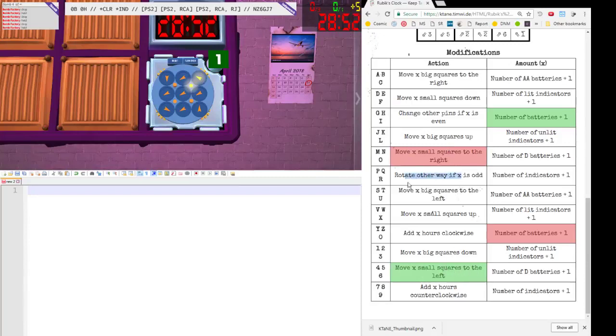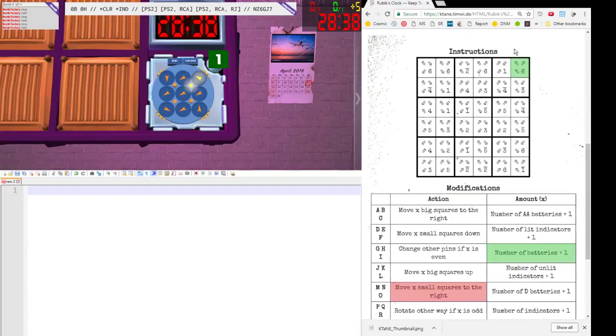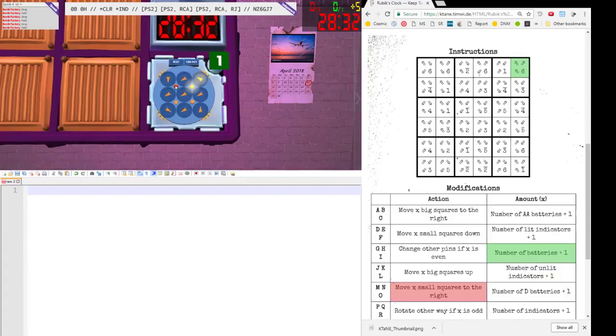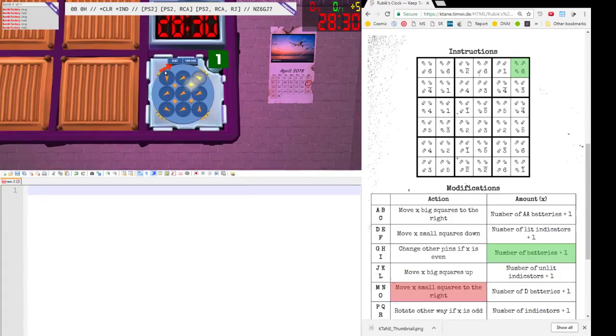The next thing is steps on rotating and adding hours, so we're going to ignore that. The next step is moving big squares to the right and moving big squares to the left by the number of D batteries, so that's going to be consistent. So we don't need to do any modifications this entire time. This is going to be the best, easiest Rubik's clock ever. We're doing top left, top right, moving the top left.